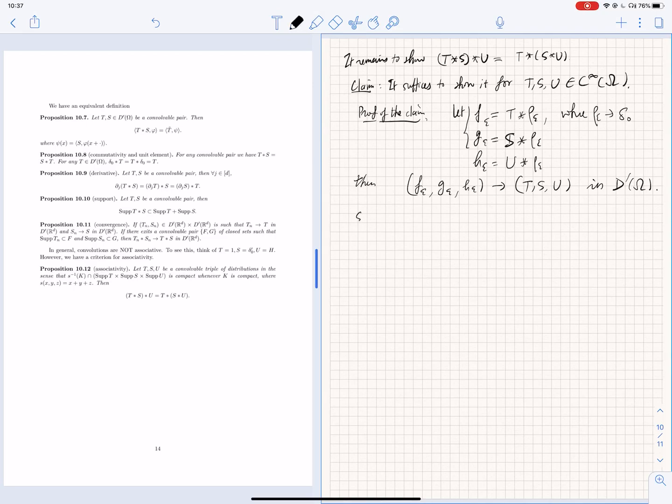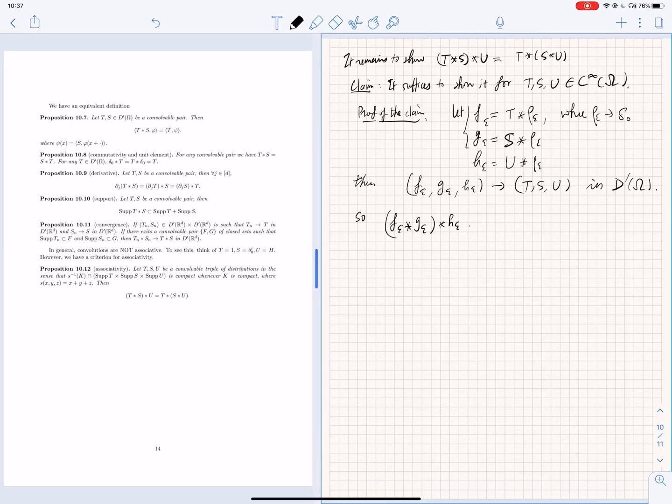So F epsilon convoluted with G epsilon, convoluted with H epsilon will converge to T convoluted with S, then U. On the other hand, since we have already assumed that the formula holds for C-infinity functions, and we know that these are C-infinity functions because rho is a C-infinity function, this guy equals F epsilon convoluted with the convolution of G epsilon and H epsilon. So this guy will converge also to T convoluted with the convolution of S and U. So necessarily this limit will be equal. Once we have the formula for C-infinity functions, then necessarily we have the formula for general distributions, of course, convolvable distributions.